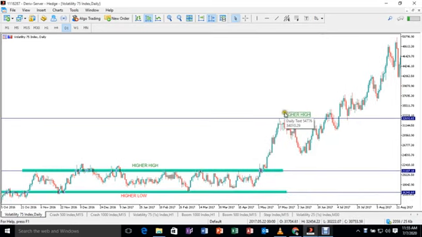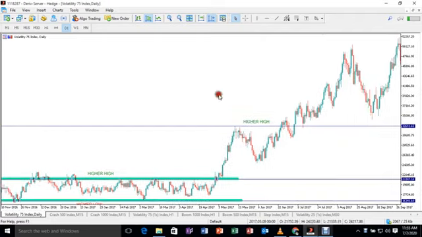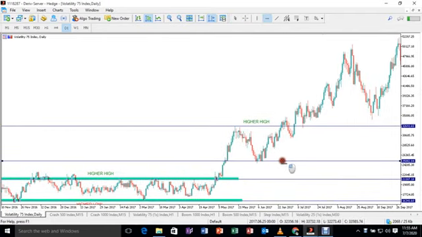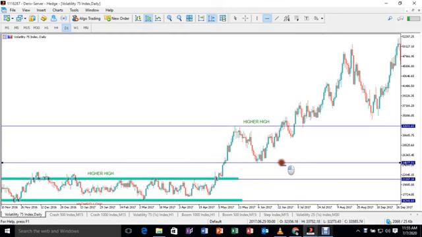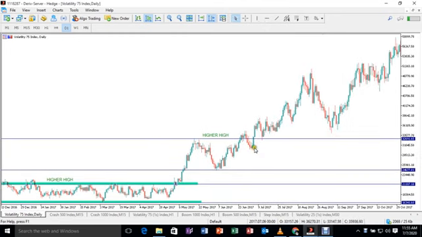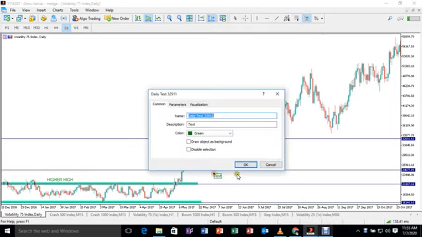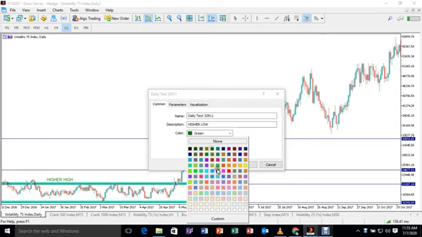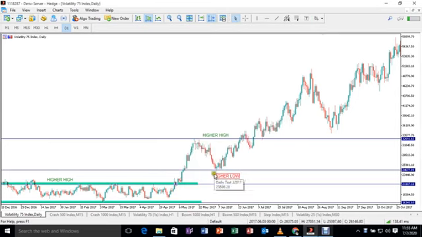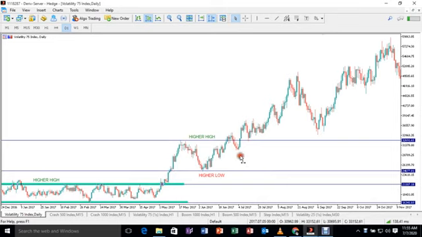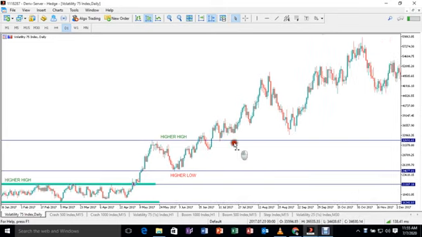We have a new higher high here, and we have a new higher low here. We have a new support. Higher low, which is a new support. So what do we have next here? You can see price broke out. The uptrend continues.